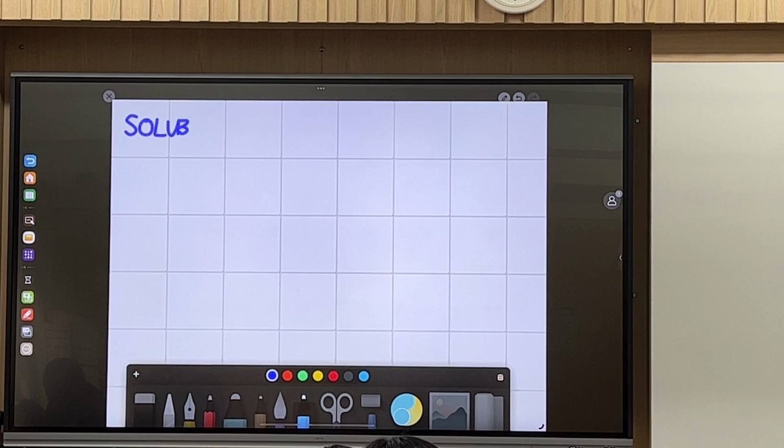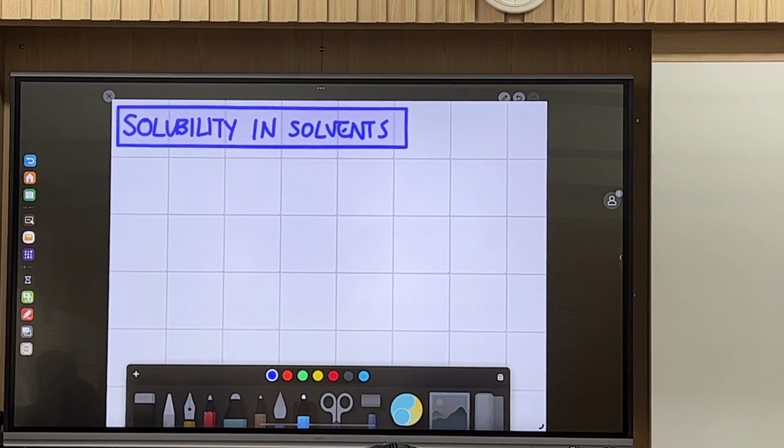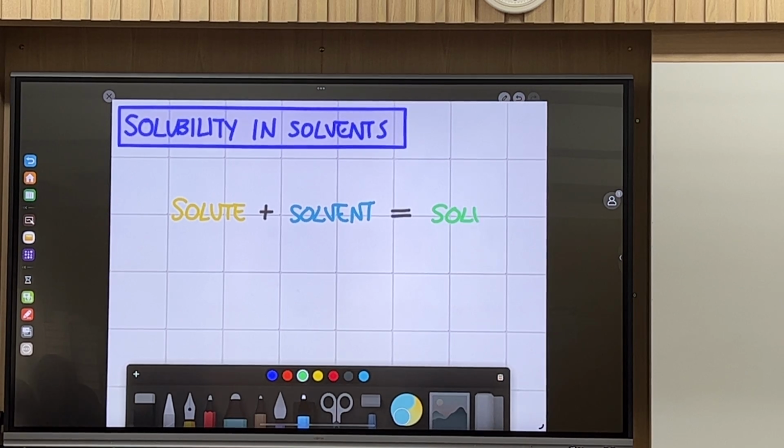Write this in your notebook first, and not yet on the worksheet. Okay. So solubility in solvents. Right. So first of all, you may remember learning this equation in form 3. What is the solution made of? Solvent and solid. Okay. So they are all words starting with letter S. Okay. So can you put down solid plus solvent forms a solution.